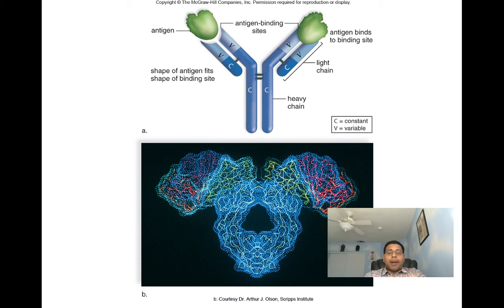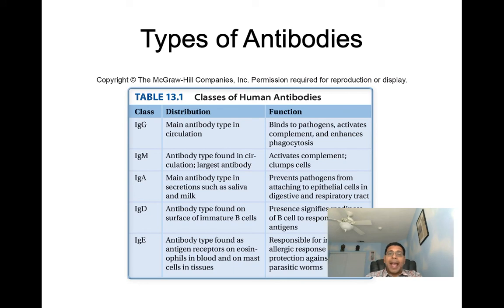Now, when the antibody binds with the antigen, it can be engulfed by a neutrophil or by a macrophage. Antibodies may also neutralize viruses or toxins by preventing their binding to our cells. There are 5 major classes of antibodies in humans that I would like you to know about. Here you can see we have IgG first. IgG is the main antibody type in our circulation. It binds to pathogens, activates complement, and enhances phagocytosis.